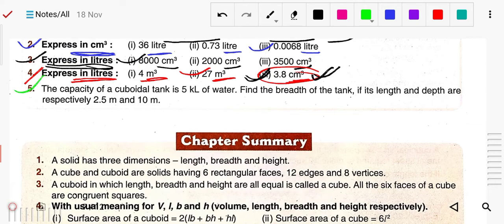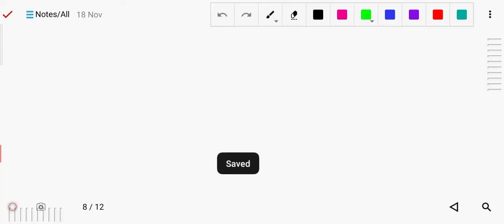Now the last question: the capacity of a cubical tank is 5 kiloliter of water. Find its breadth, if its length and height are given. So this is question number 5.